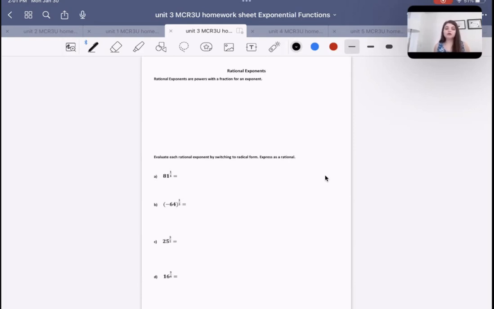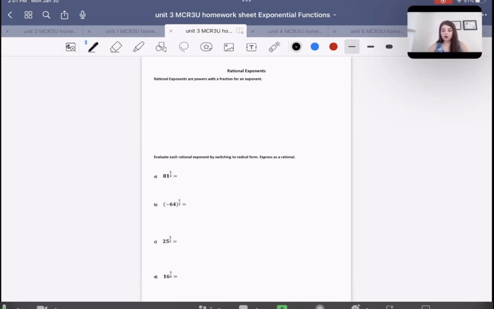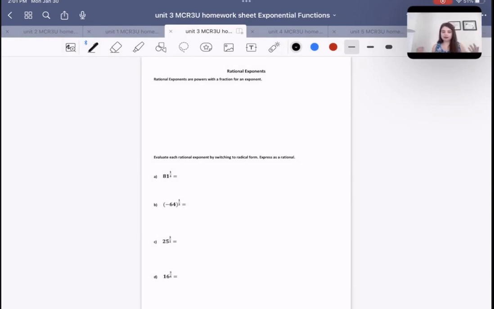So, rational exponents are basically powers with a fraction, because all of the powers previously have always been integers. So, plus 3, minus 5, stuff like that, or maybe even 0. But we have not done any with fractional exponents. And I'm going to talk today about how we need to interpret a fractional exponent.